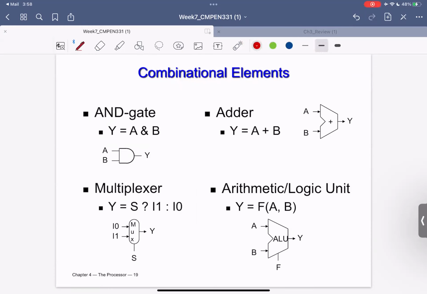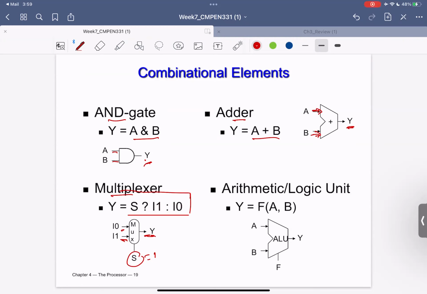Suppose that we would like to do an AND gate as an example. I have A and B as inputs, and Y will be A and B. Or I can have an adder, where Y will be A plus B. Or I can have a multiplexer, meaning Y will be equal to this if S is 0, and Y will be equal to that if S is equal to 1. By the way, this is how I would write that in Verilog.